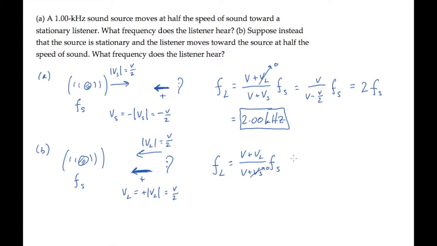The source is stationary, so when we substitute these results, cancel all of the v's, and simplify, we see that the listener now hears a frequency of 3/2 the source frequency. That gives us 1.5 kilohertz.